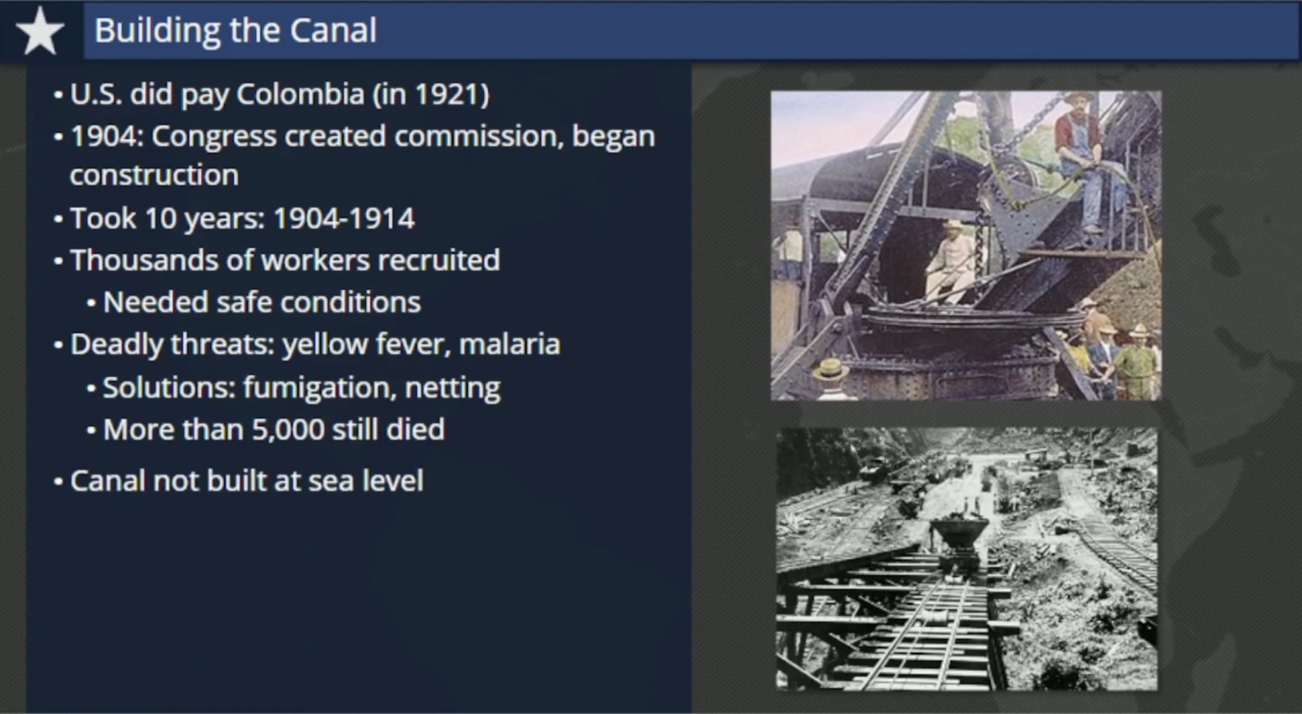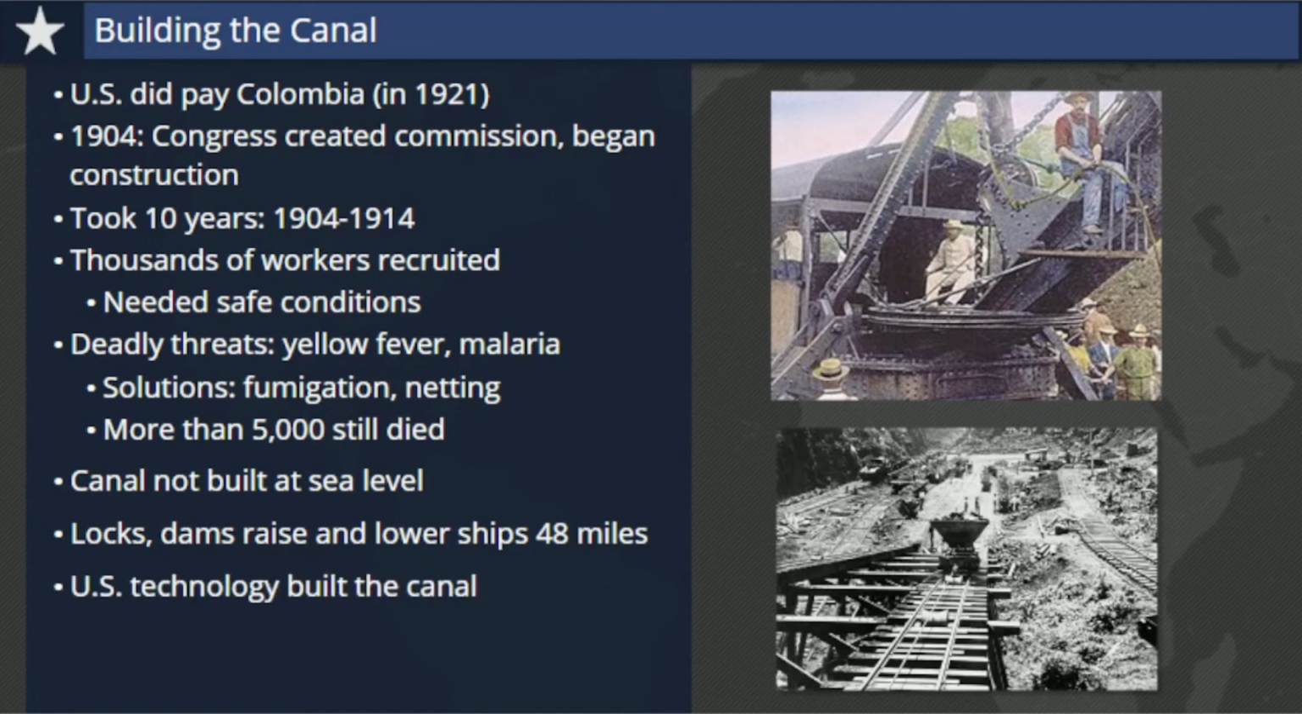The Panama Canal was not built at sea level, but with a series of locks and dams that raises and lowers ships 48 miles across the Isthmus of Panama. Workers even had to cut through a mountain range. Technologies designed in the United States to build the canal included steam shovels, power drills, cement mixers, and rock crushers. Especially for its time, the Panama Canal was an engineering marvel. By the time the canal was completed in 1914, the U.S. had spent about $375 million on its construction. Today, this would be the equivalent of over $8 billion.